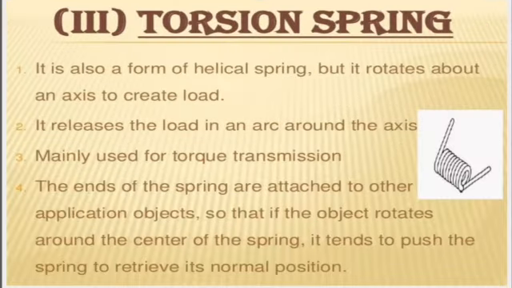Torsion spring. It is also a form of helical spring, but it rotates about an axis to create load. It releases the load in an arc-wound axis, mainly used for torque transmission. The ends of the spring are attached to other application objects so that the object rotates around the center of the spring. It tends to push the spring to retrieve its normal position.